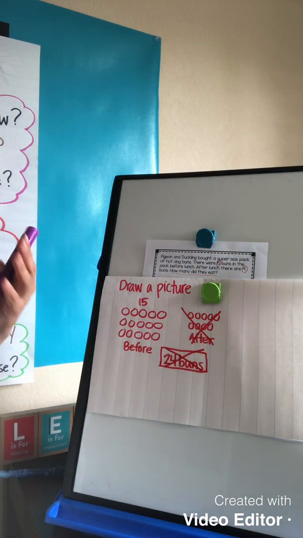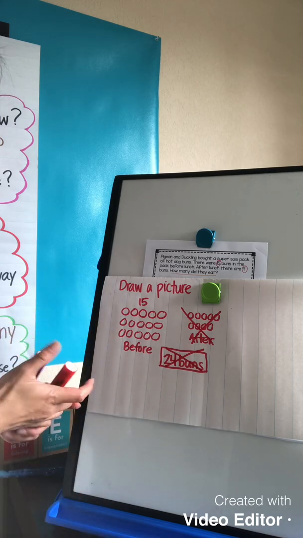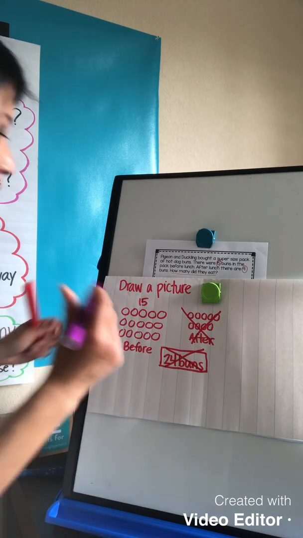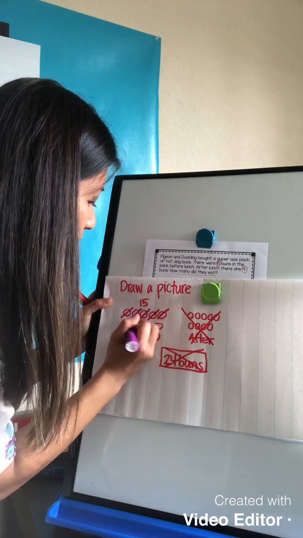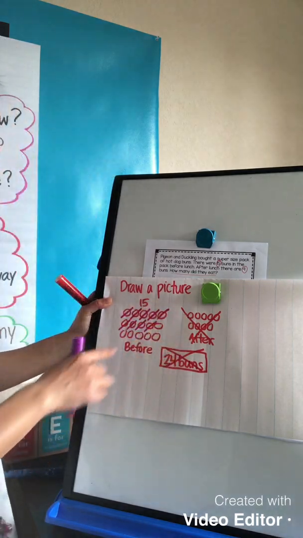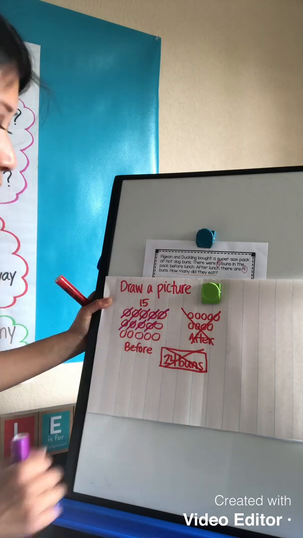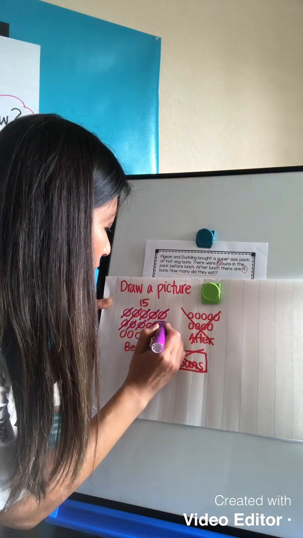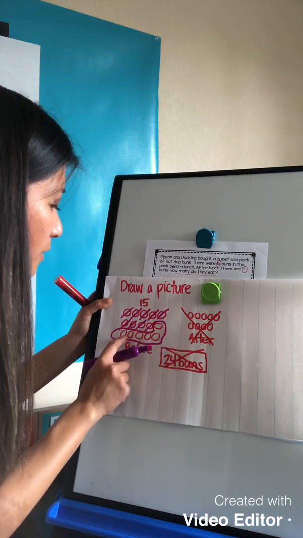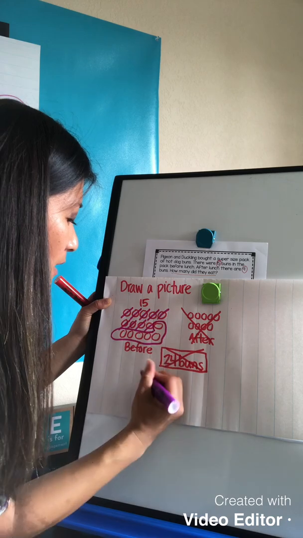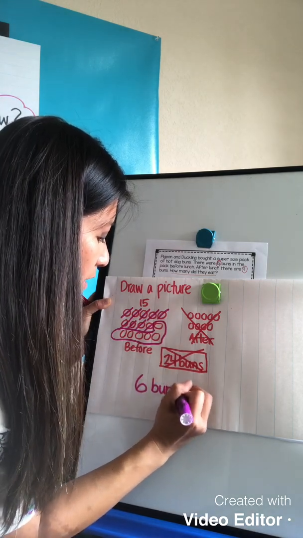So if they ate some buns, then that means that there has to be less. If there are only 9 buns left, let me see if I can cross that out. 1, 2, 3, 4, 5, 6, 7, 8, 9. This is the 9 that's left after. So how many did they eat? So let's see, I've got 1, 2, 3, 4, 5, 6. So they must have eaten 6 buns in between.